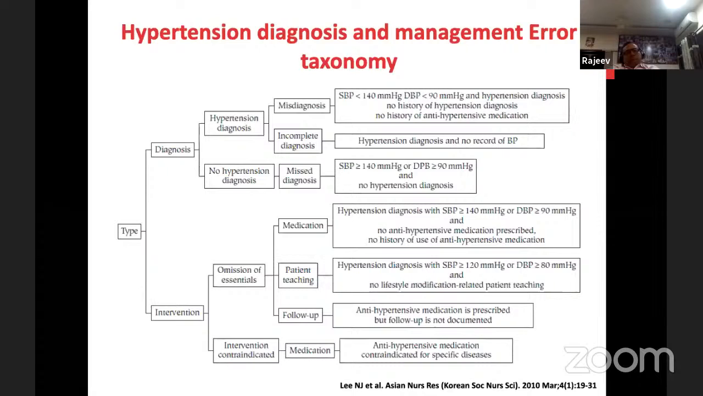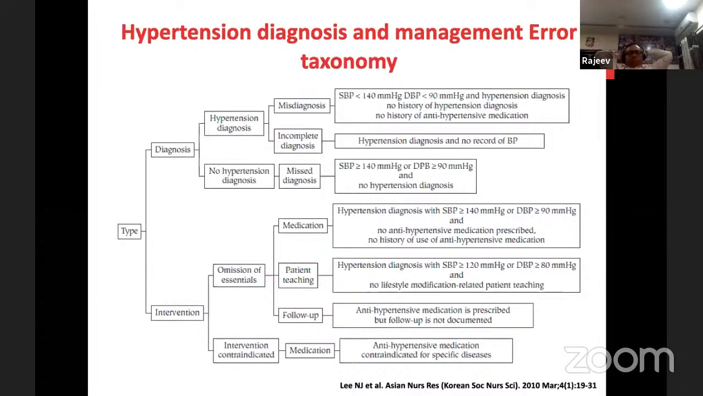Hypertension diagnosis and management error taxonomy. If you look at first the diagnosis part, the hypertension diagnosis can be a misdiagnosis if the SBP is less than 140 and 90 and there is a hypertension diagnosis, with no history of hypertension or no history of antihypertensive medicines. Incomplete diagnosis is when there is a hypertension diagnosis and no record of blood pressure. Next is no hypertension diagnosis, that is called misdiagnosis: systolic blood pressure more than 140, diastolic more than 90, and no hypertension diagnosis.